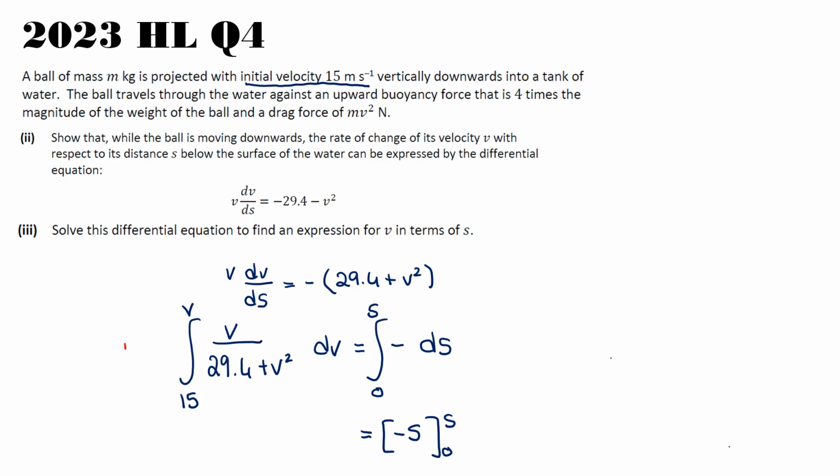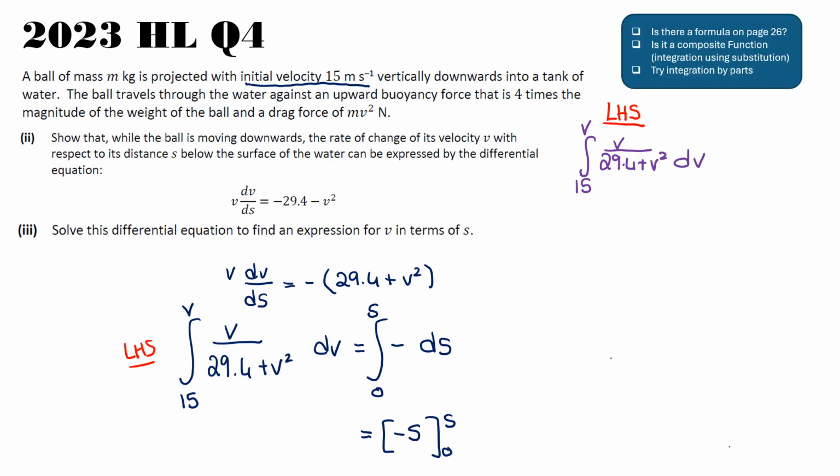Now over here, the left hand side, I'm going to bring it over here so we have a little bit more space to work. So we have the integral evaluated between 15 and v, 29.4 plus v squared dv. So our focus now is, what do we do with this?